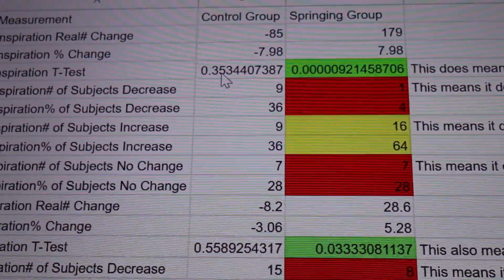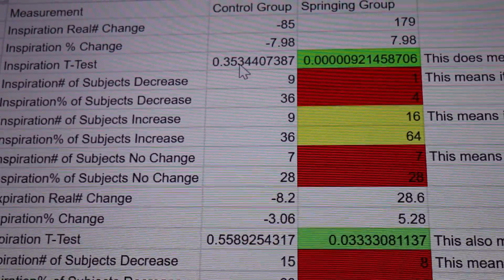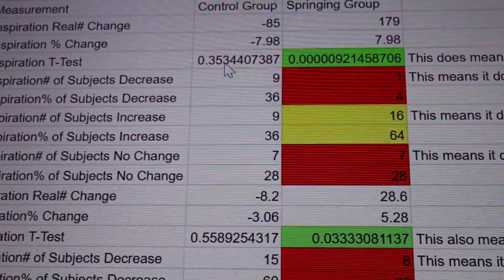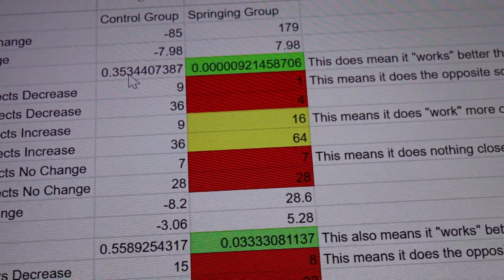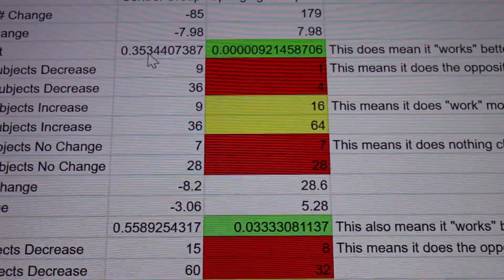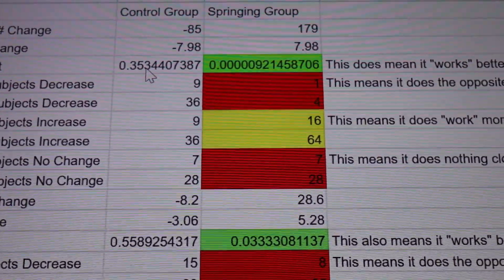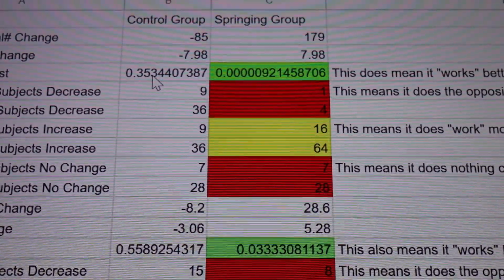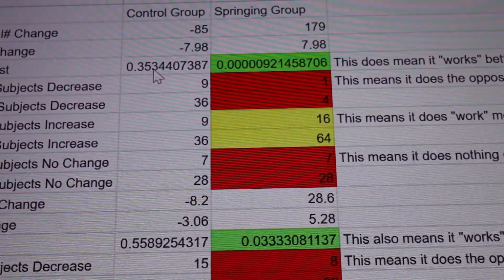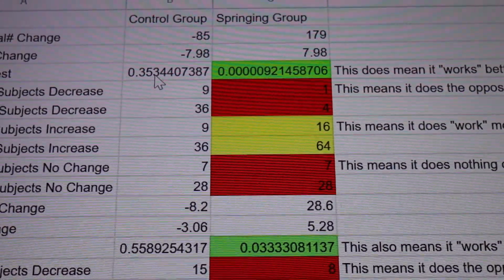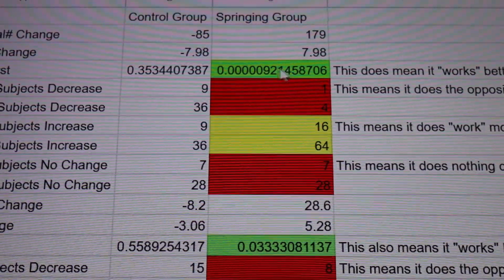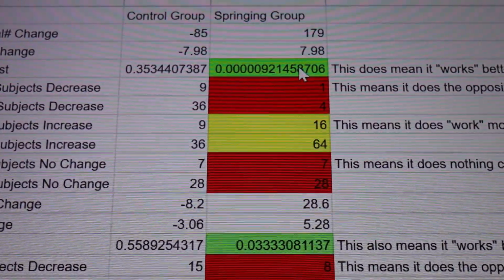So when we look at the control group, we get a 0.35, many more numbers. The springing group on inspiration, we get, so essentially statistical significance is noted at 0.05 or above in most things. Physics, I think, likes 0.01. Anyways, we've got a reading right here of something very significant.